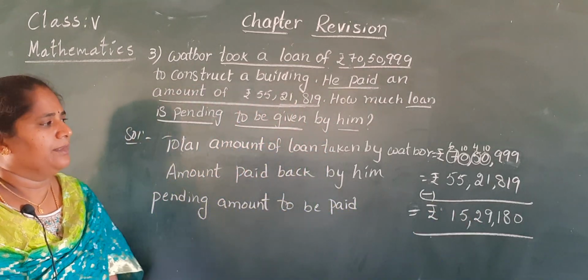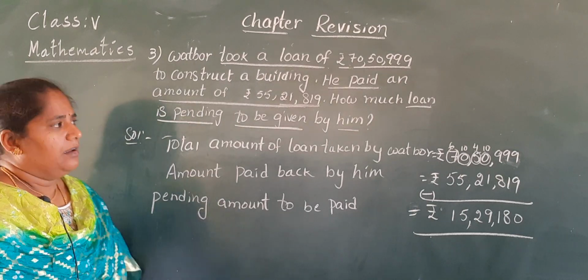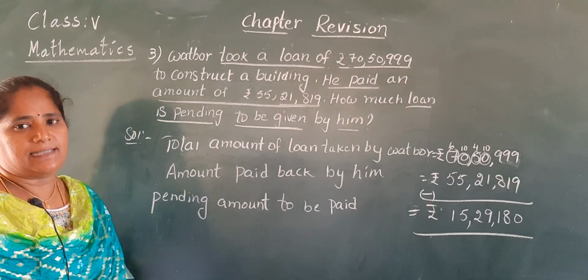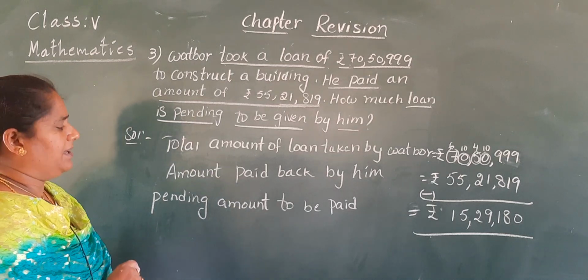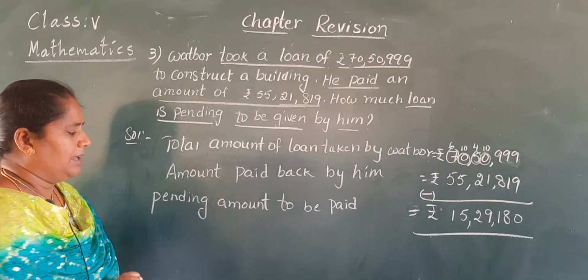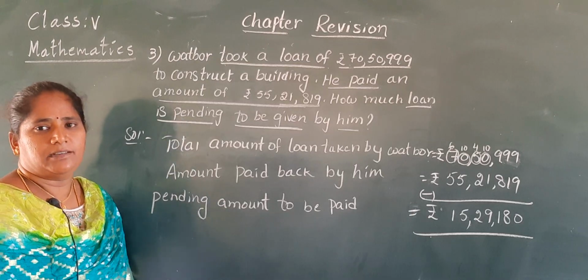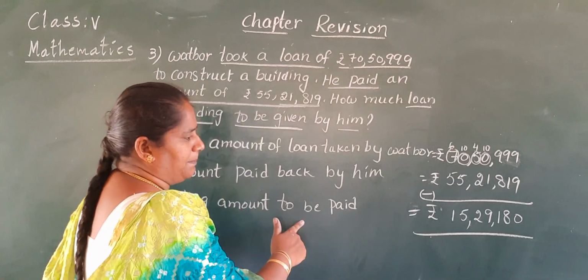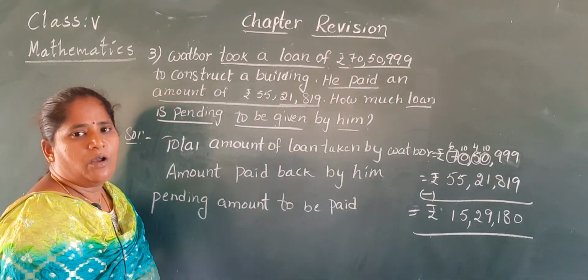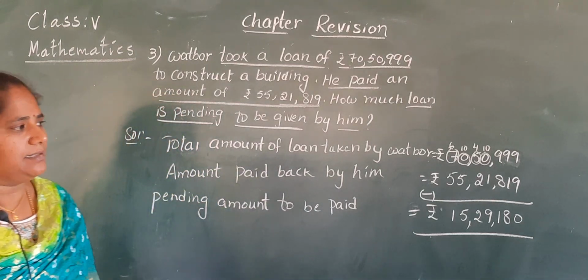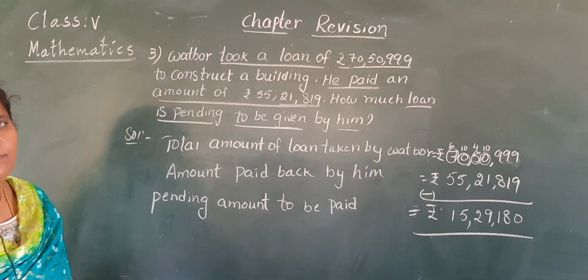Okay, Nana? Is it clear to you? How do we get that answer? By doing subtraction. Okay. So total amount of loan taken by Wartburg, amount paid back by him, pending amount to be paid. Still to be paid, how much amount to be paid? Yes, 15,29,180 rupees. Note down in your classwork.